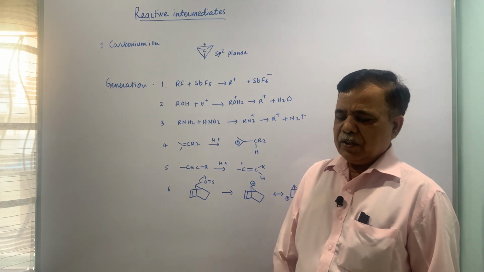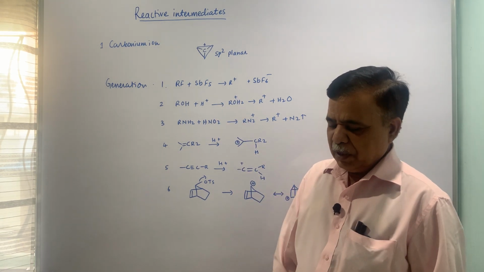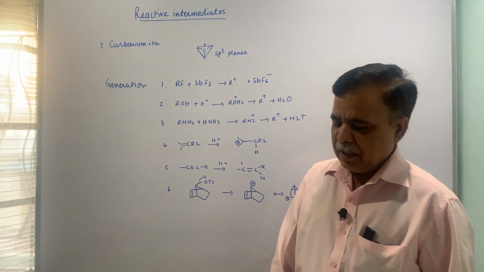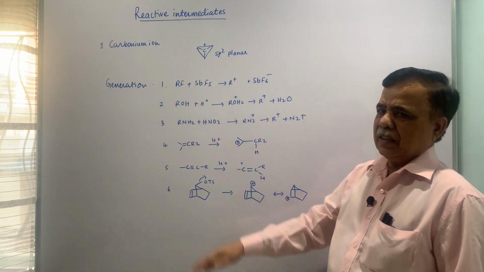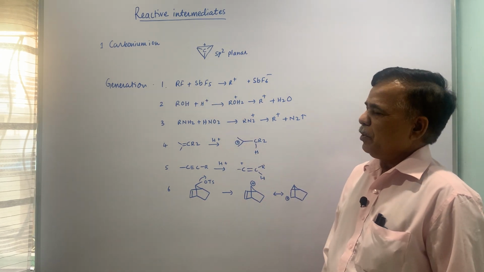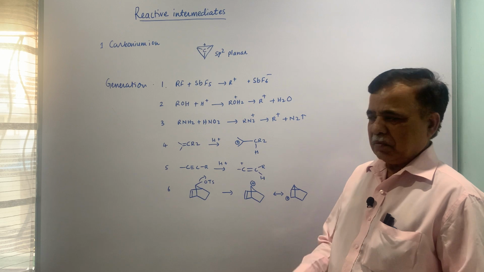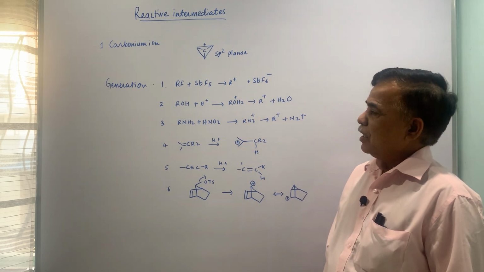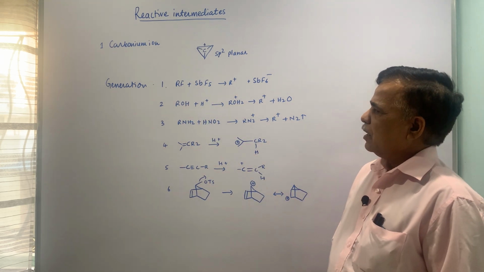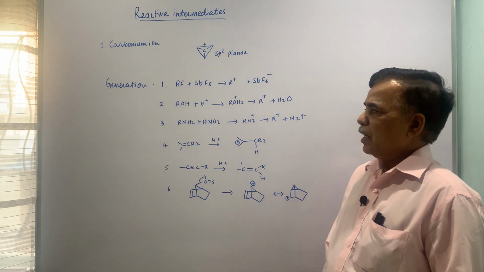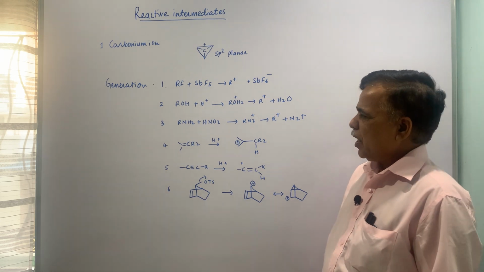If you look at the generation of the carbonium ion, then these are the principal methods, or the cheap methods you can say, wherein you can generate the carbonium ion. The classical method where the halides are treated with superacid or antimony pentafluoride, you get this. Now this is an intimate ion pair, so R plus is associated with this SbF6 minus. Alcohols, when treated with mineral acid, the OH group protonates and the loss of water furnishes the carbonium ion.